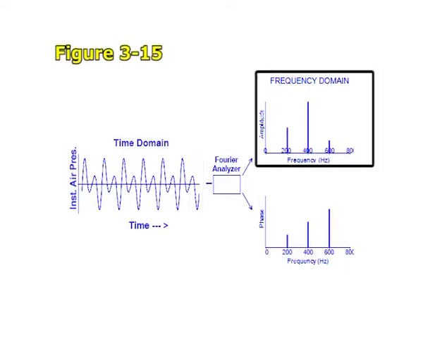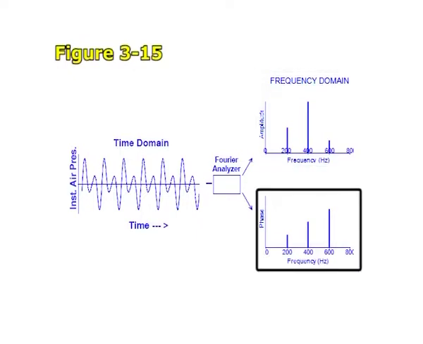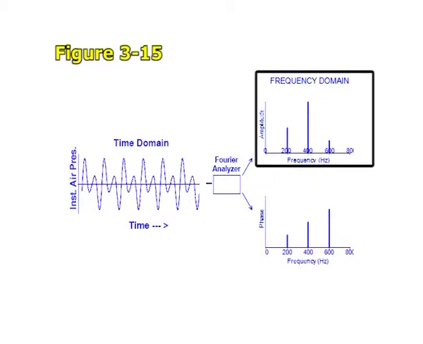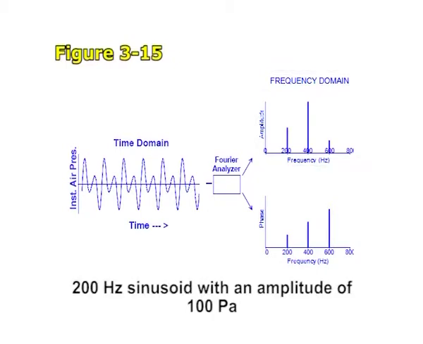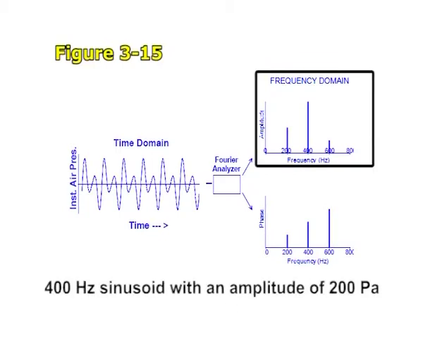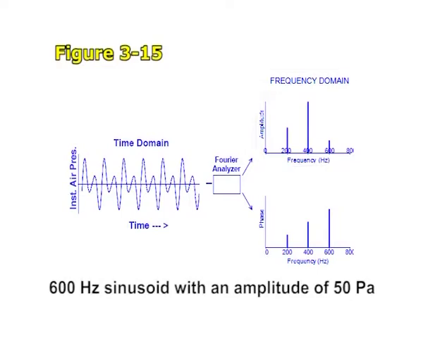The basic concept is illustrated in figure 3.15, which shows a time domain signal entering the Fourier analyzer. Emerging at the output of the Fourier analyzer is an amplitude spectrum, a graph showing the amplitude of each sinusoid that is present in the input signal, and a phase spectrum, a graph showing the phase of each sinusoid that is present in the input signal. The amplitude spectrum tells us that the input signal contains one 200 Hz sinusoid with an amplitude of 100 Pa, a 400 Hz sinusoid with an amplitude of 200 Pa, and a 600 Hz sinusoid with an amplitude of 50 Pa.